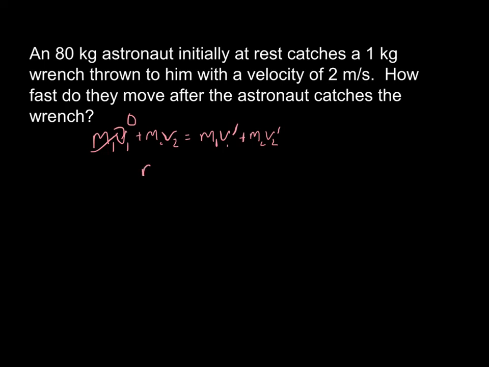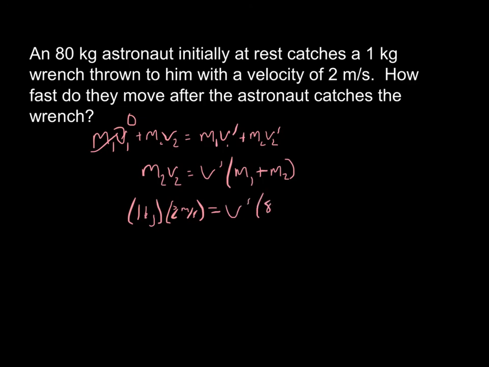So we're going to write our expression this way now, that m2 v2 equals v prime, their total combined velocity, times their combined masses, m1 plus m2. And that's our final momentum of the system, is the two of those things together moving at the same velocity. So mass 2, we have our 1 kilogram wrench thrown at 2 meters per second. And that equals our velocity prime, what we're looking for, times their combined masses, so 80 kilograms plus 1 kilogram.